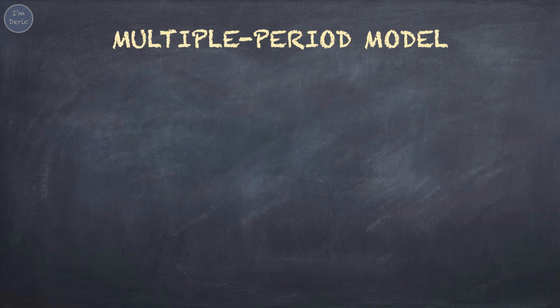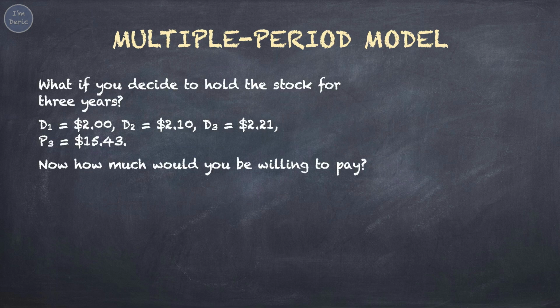Let's take another example, multiple period model. For the same company, what if you decide to hold the stock for 3 years? Dividend for year 1, D1, equals $2. Dividend for year 2, D2, equals $2.10. Dividend for year 3, D3, equals $2.21. Price at year 3, P3, equals $15.43. Now how much would you be willing to pay?